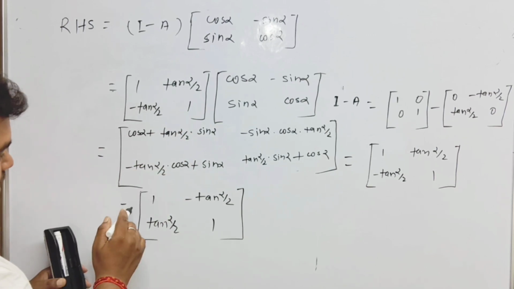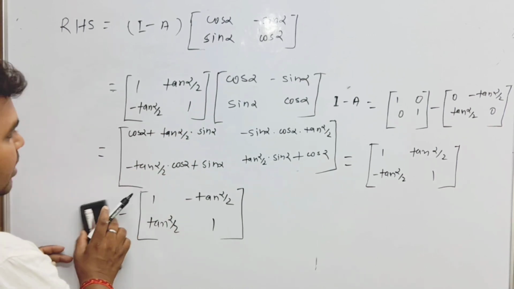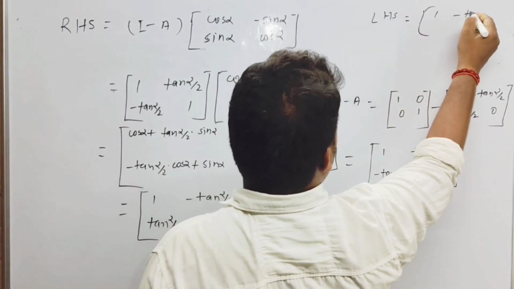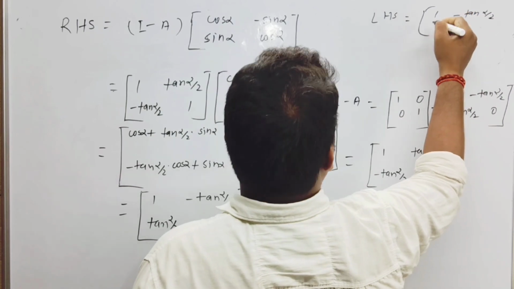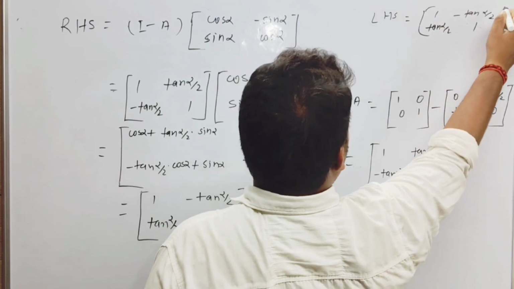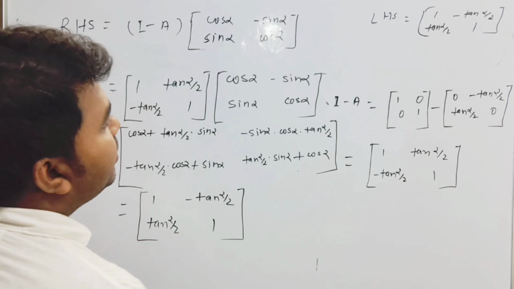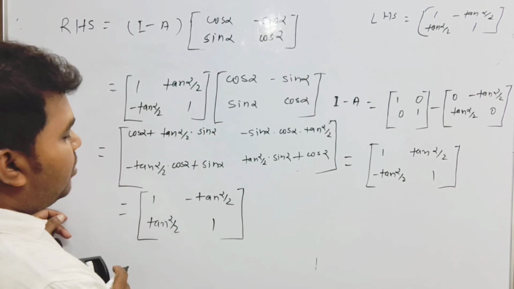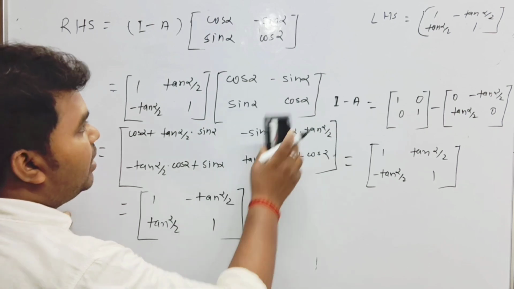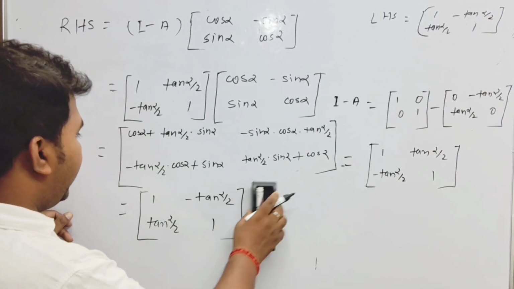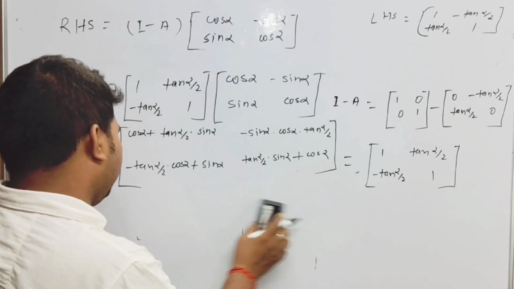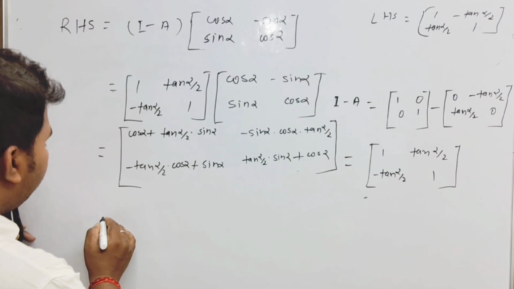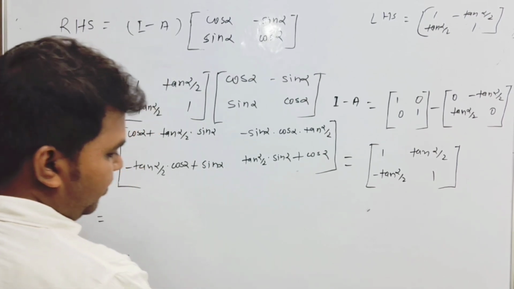Then we have to prove LHS is this. We can write LHS equal to [1, -tan(alpha/2); tan(alpha/2), 1]. This is on the right side, because this result we see is RHS, that's why we write it on the right side. So we can erase, now we have to write this.